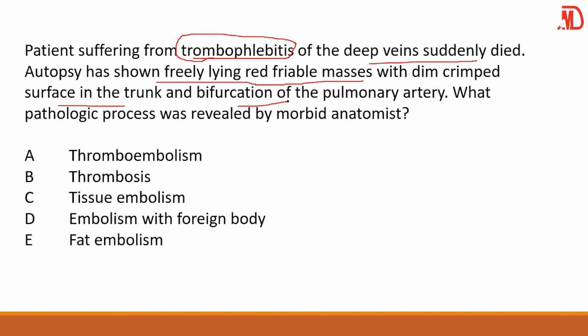Now, one of the complications of thrombophlebitis is that it leads to what we call thromboembolism. When we say thromboembolism, a thrombus is a clot that has formed inside a vessel. When this clot breaks, it begins to undergo embolism. Embolism is the movement of a clot from its place of origin to a different location. So we say thrombo-embolism. In other words, the clot is moving.